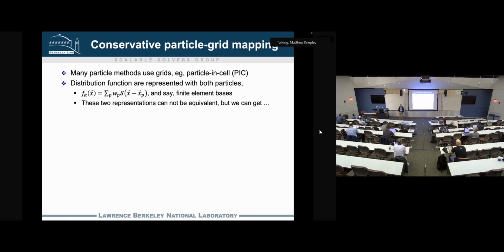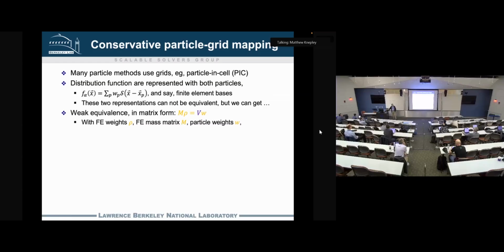So many particle methods have grids associated with them, the well-known particle-in-cell method. And so in that context, you have to have a representation of your distribution function in both particles and on a grid. Ideally, you'd like those two representations to be identical. That's not possible, but you can make them equal in a weak form with a common process of integrating test functions against both functions, and then setting those equal.